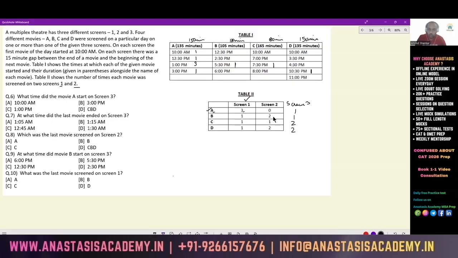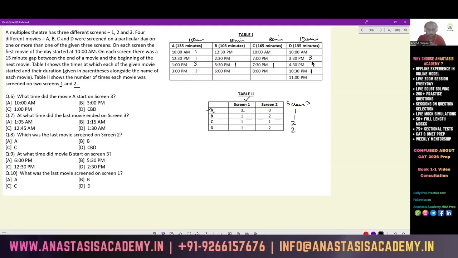Now B has 2 movies on screen 2 and 1 movie on screen 3. How can that happen? From here we can see at 1 o'clock, the movie was on screen 3. So the next movie on screen 3, after 1.5 hours, will be at 3:30. 2.5 hours later, that can only happen if it is here. This is screen 3, movie D. Screen 3 is identified.